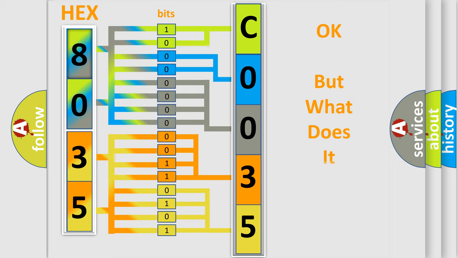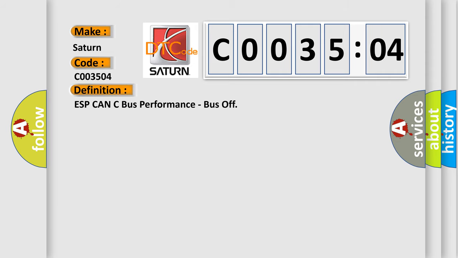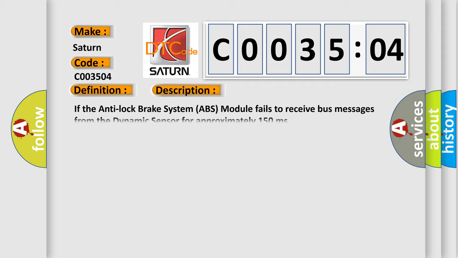The number itself does not make sense to us if we cannot assign information to what it actually expresses. So, what does the Diagnostic Trouble Code C0035-04 interpret specifically for Saturn car manufacturers? The basic definition is ESP CAN bus performance, bus off. And now this is a short description of this DTC code: the anti-lock brake system ABS module fails to receive bus messages from the dynamic sensor for approximately 150 milliseconds.